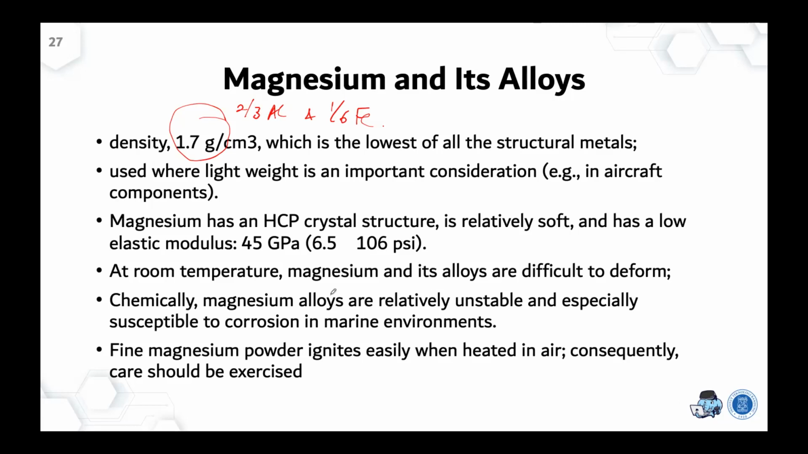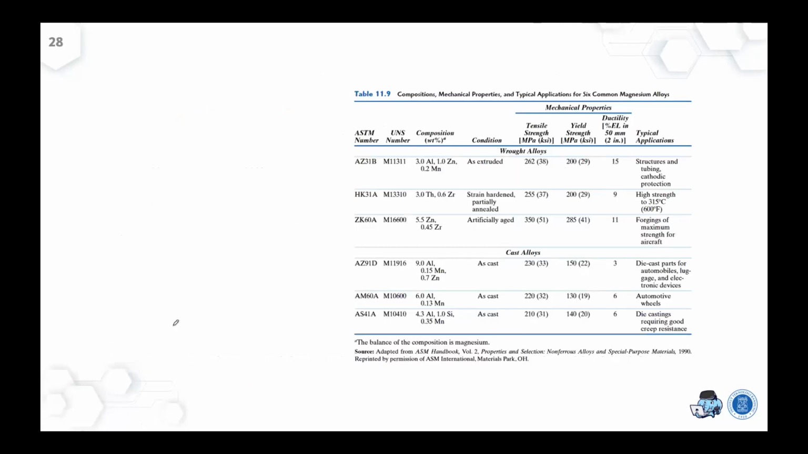Okay, but chemically, magnesium is relatively unstable, and if you have magnesium powder, it's actually the raw material for fireworks. Yeah, it ignites easily, so it is used in fireworks. So there's some safety issue if you're handling magnesium pieces or powders. Okay, and then these are some common magnesium alloys, AZ31B, with a little bit of aluminum, zinc and manganese, used for tubing, for cathodic protection, and so on, for die casting as well.